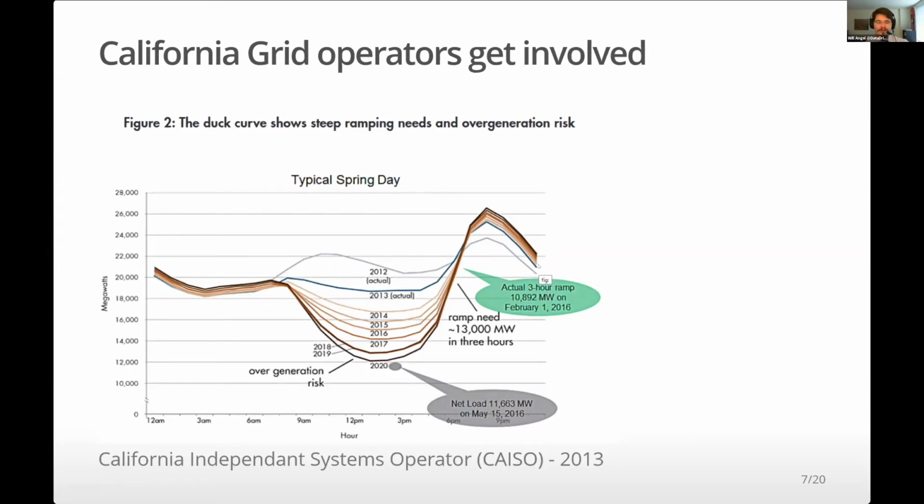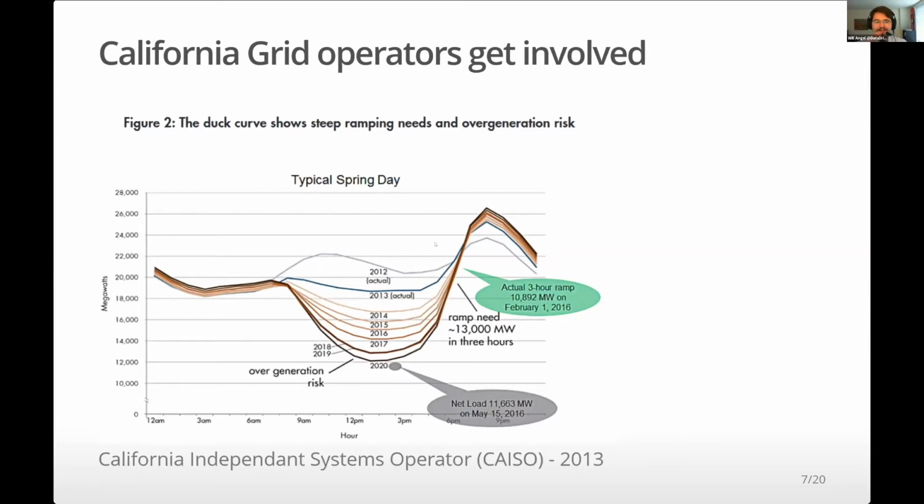People wake up in the morning, and then as they start their day, they use more energy, and then during the day it tapers off a little bit while people are at work, and then in the evening everyone gets home and it ramps up until people start going to sleep.